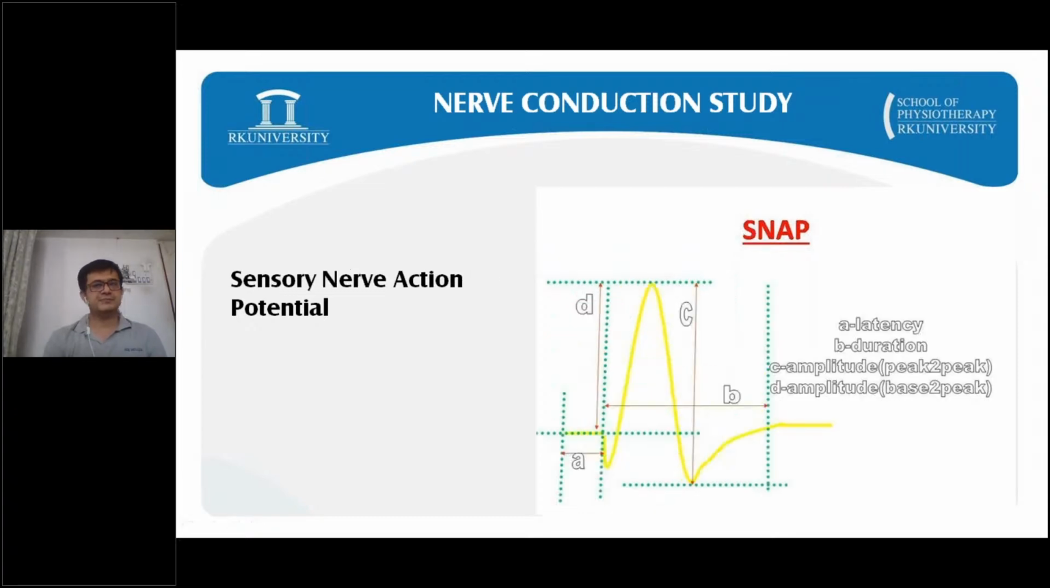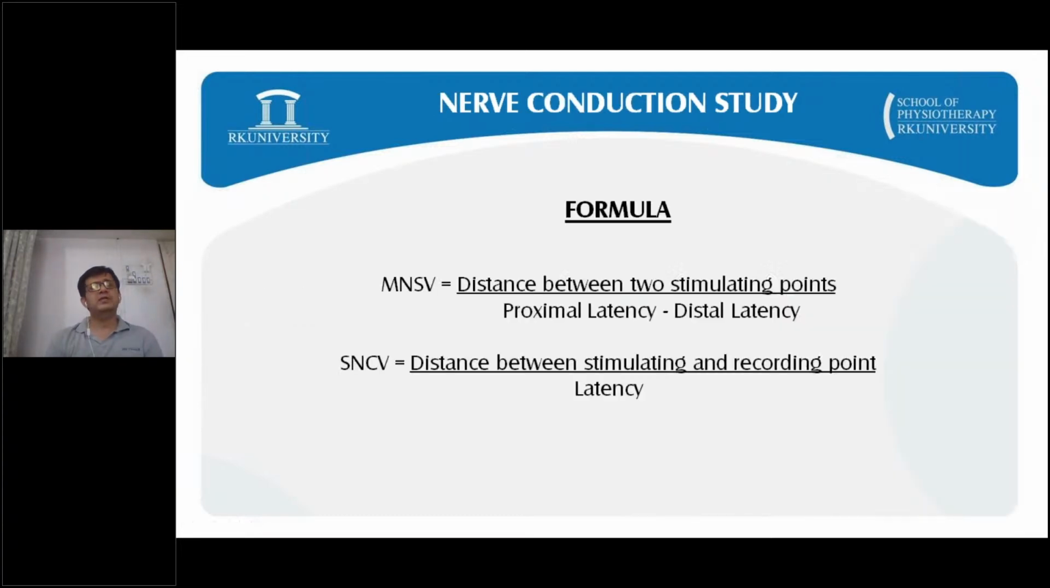This is for SNAP, that is sensory nerve action potential. Now everything is same. This is latency, then depolarization, repolarization, hyperpolarization, again coming to baseline. Here an extra phase may be there, and it is because of local current flow, because this is sensory nerve conduction. Now there are formulas. For MNCV, it is the distance between two stimulating points divided by proximal latency minus distal latency.